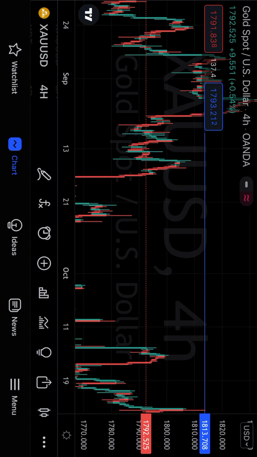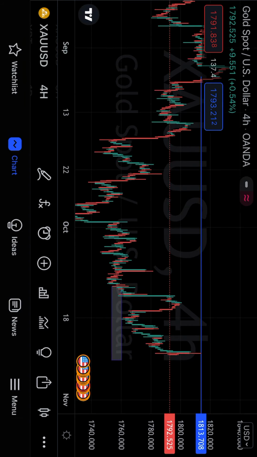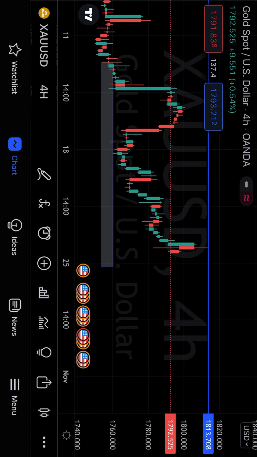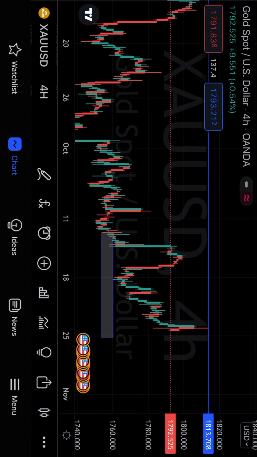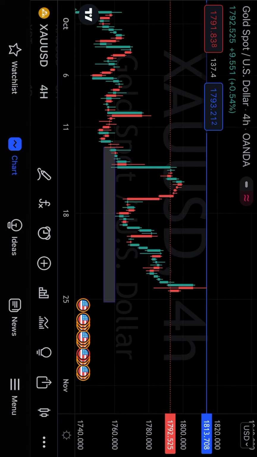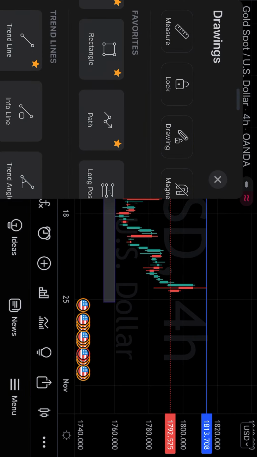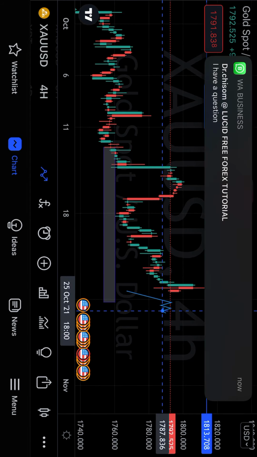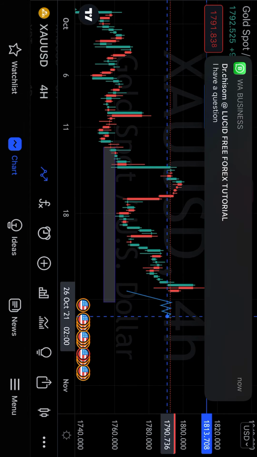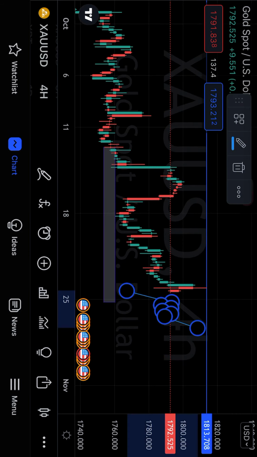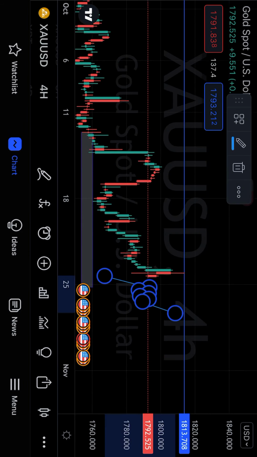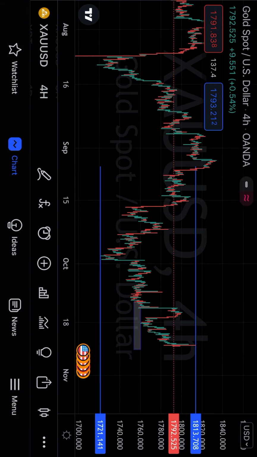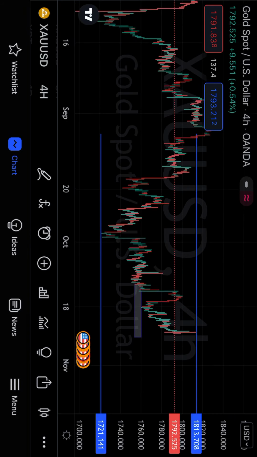Dropped. So after that impulse, I'm expecting, all right, okay, dropped. So there are two market phases: impulsive phase and corrective phase, which leads to another impulsive phase, right? So let us check right here. What pattern do we see here? Do we see any pattern?